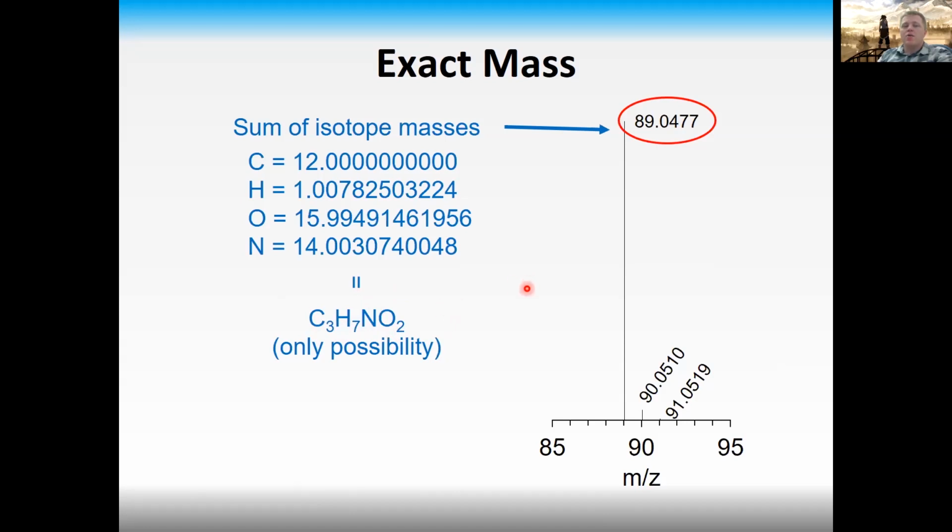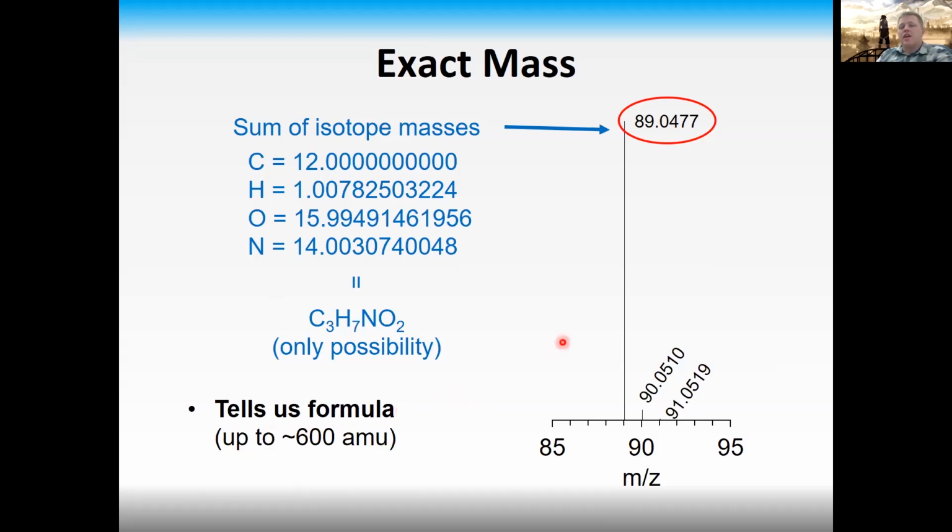There are actually no other possible combinations of isotopes that you can put together, including transition metals, noble gases, or anything else, that'll get you a mass of 89.0477. So this is what we call the exact mass, and the exact mass can give us the exact empirical formula here, right? It tells us the formula, and you can actually do this up to about 600 AMU.